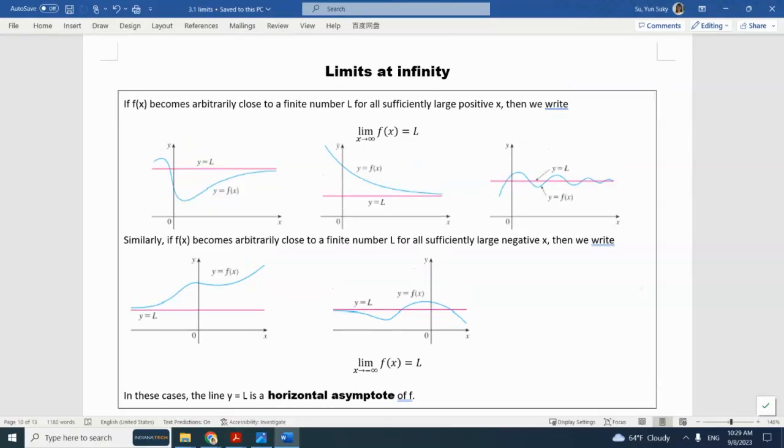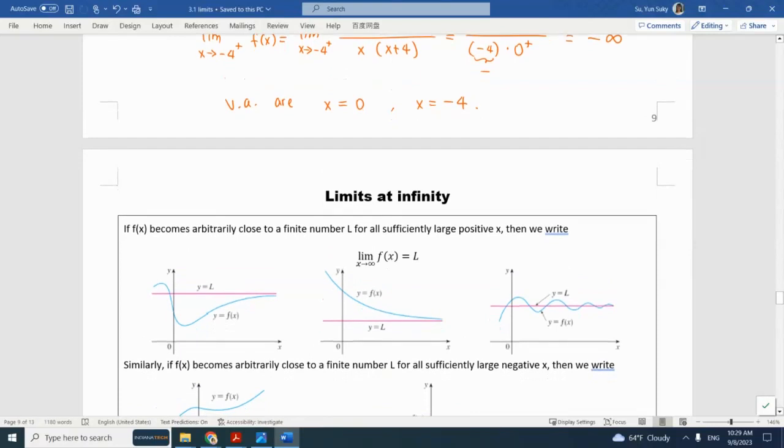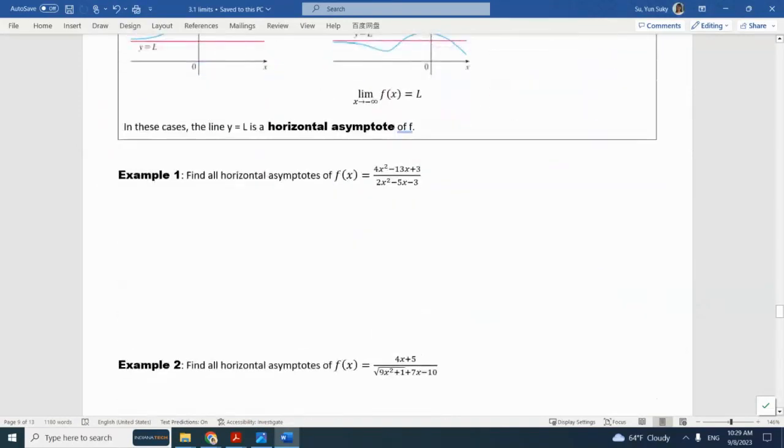That's why when you answer questions, don't just give me a number. Don't just say the vertical asymptotes are 0 and minus 4. Vertical asymptotes are lines. A line is an equation. The x equals a number that gives you a vertical line. The y equals a number gives you a horizontal line. Is that clear, everybody? Okay, good. Let's keep going.